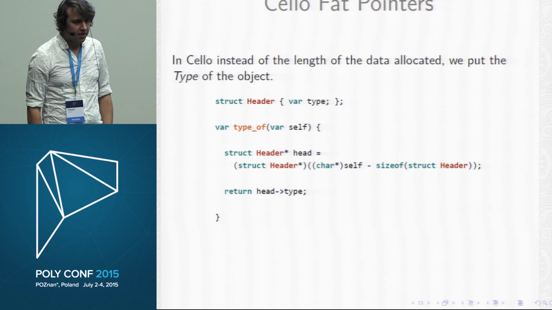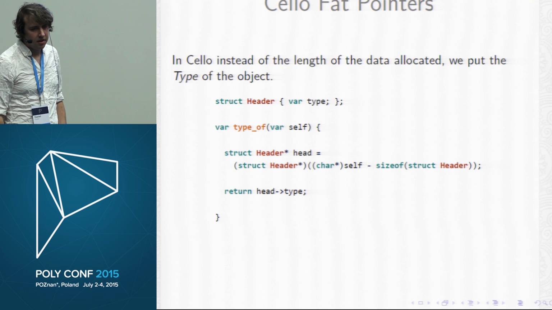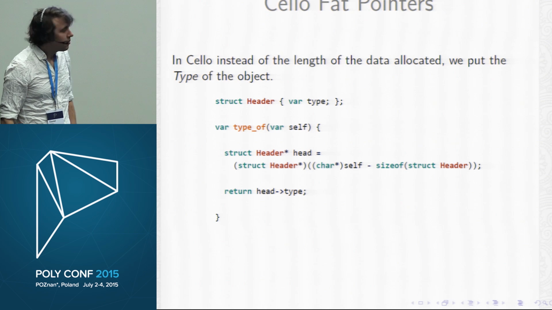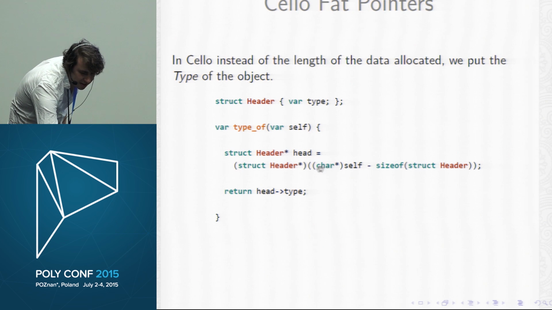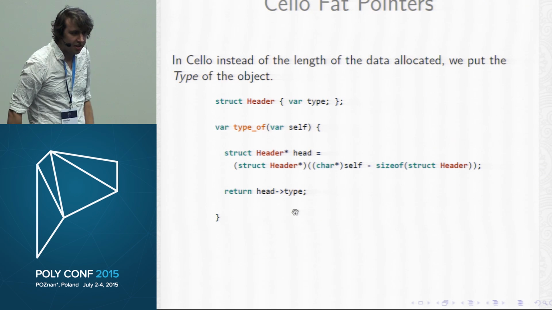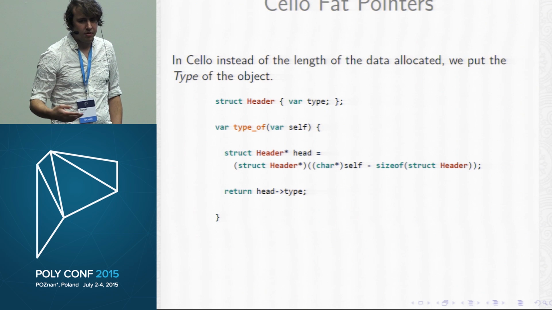So if we have something like this, in Cello, instead of the length, we can put this type, just a pointer to the Vtable. Then if we want to get the type of an object, we step back in memory, which is this little bit of pointer arithmetic, and then we return the type. So now we can really easily get the type of an object.